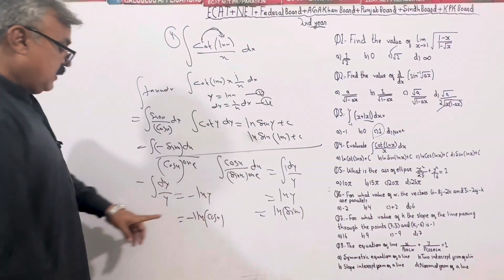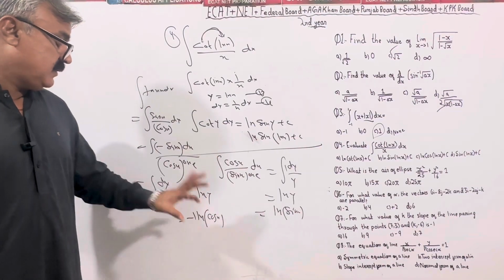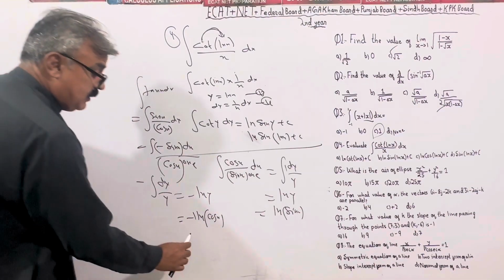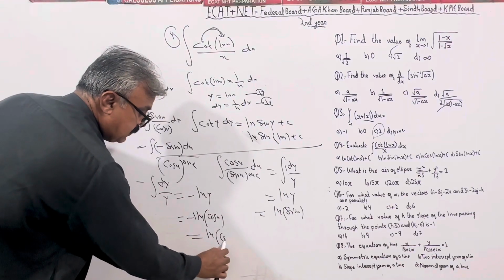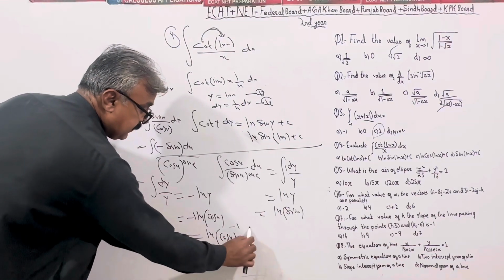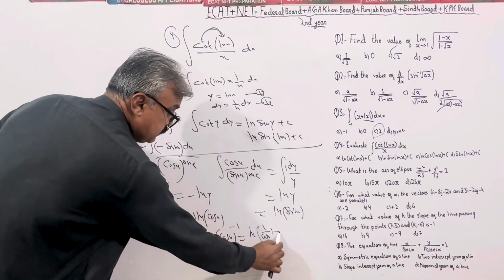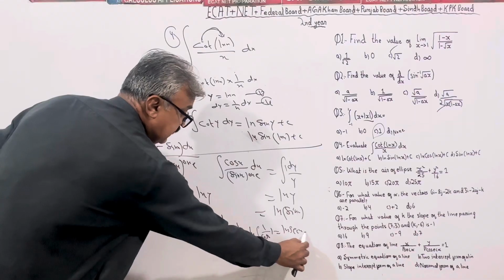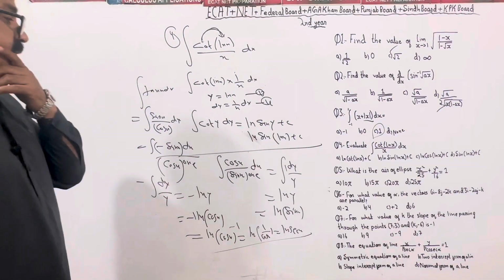Now look at this. A coefficient can be converted to a power, owing to the virtue of log. It can be written as ln cos x to the power minus 1. ln 1 over cos, which means ln sec. That is the way to prove the integration of the previous function.